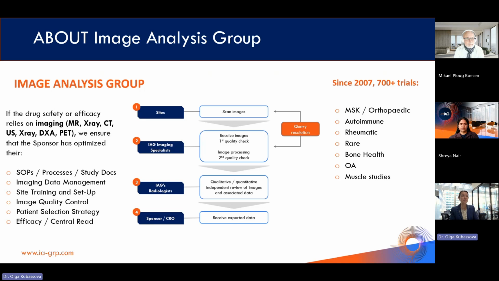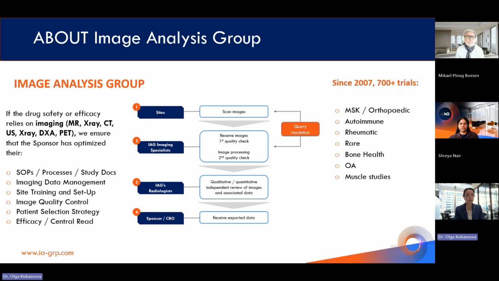So I will begin with an introduction of Image Analysis Group. We are an imaging CRO. We were founded in 2007, and since then have run over 700 trials, which include a lot of musculoskeletal and orthopedic trials, and a lot of autoimmune, rheumatic, rare, bone health, and muscle studies. All of that is quite relevant to imaging, as you can imagine, because in these studies you do get to use a lot of MRI, ultrasound, X-ray, DEXA, and PET.